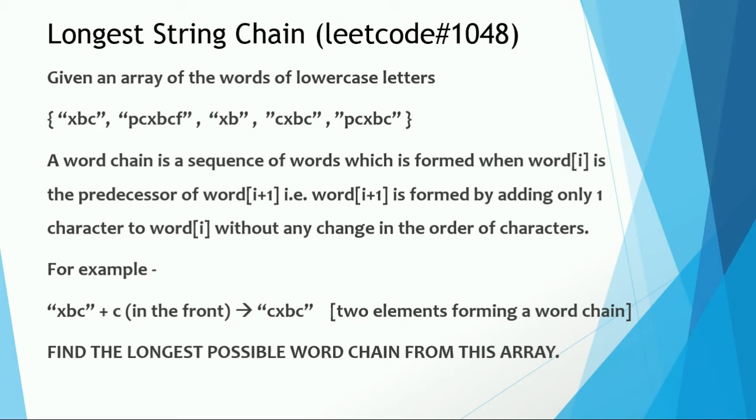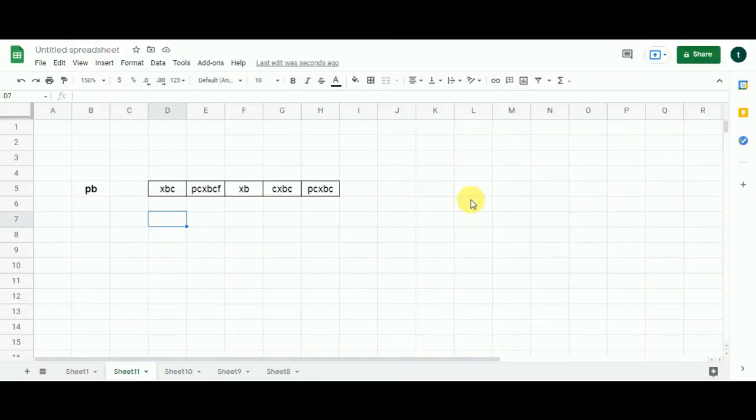Now let's switch to the framework. One important thing that this DP problem concerns itself with is the length of the words, since it is about forming word chains. You can see that the words in the array are disorganized. So the first thing we'll do is sort them in increasing order of their lengths. Let me sort that now.